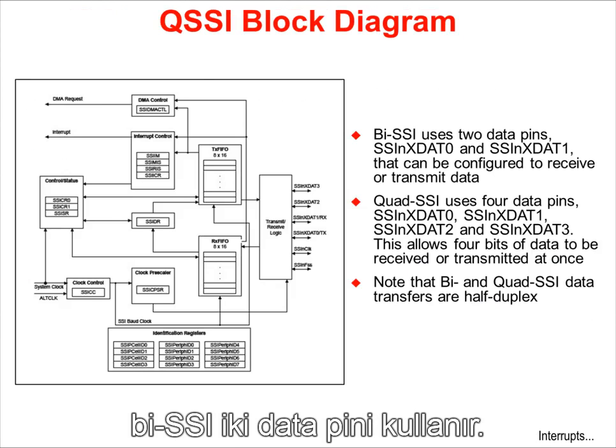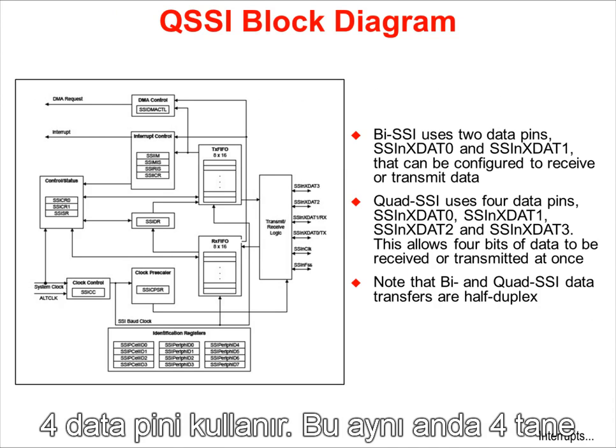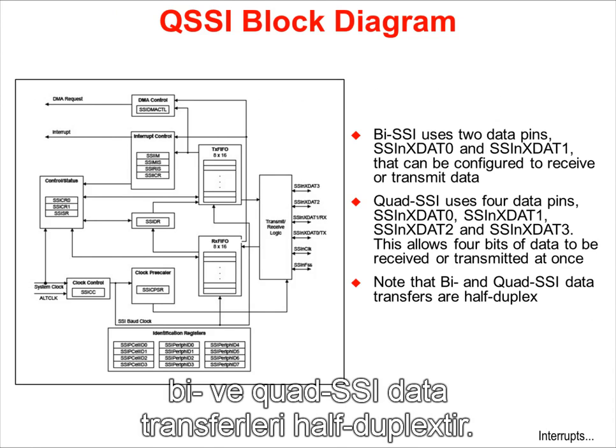Bi SSI uses 2 data pins that can be configured to transmit or receive data. Quad SSI uses 4 data pins. This allows 4 bits of data to be transmitted or received at the same time. Note that the bi and quad SSI data transfers are half duplex.